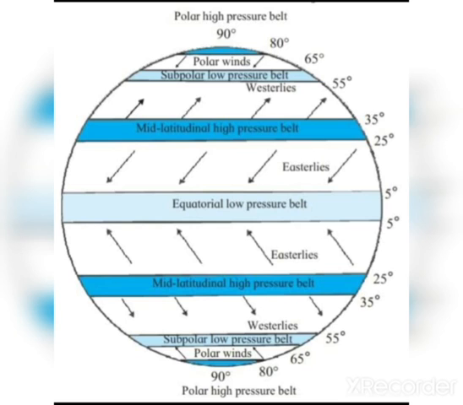In both hemispheres, winds blowing from the polar high pressure belt to the subpolar low pressure belt, that is 55 degree to 65 degree, are called polar winds.